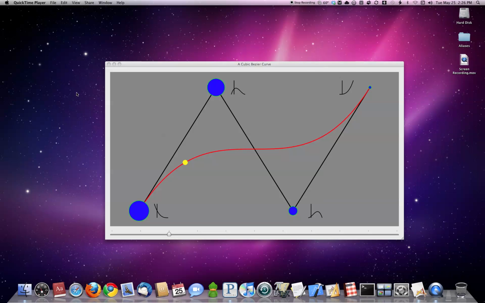Let's take a closer look at Bezier curves with the help of the Bezier app that you see on the screen here. This view has 6 components.